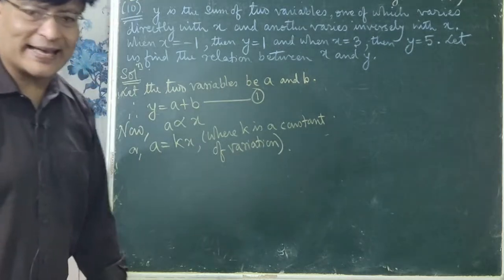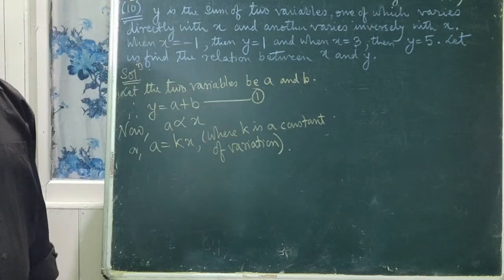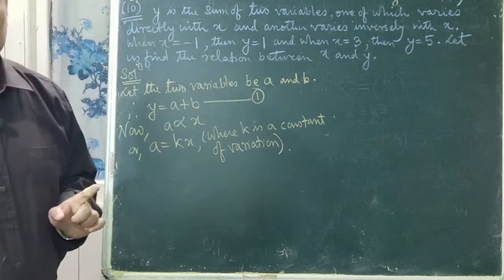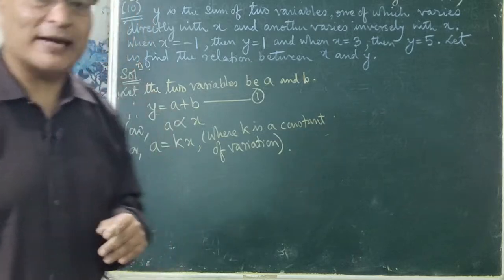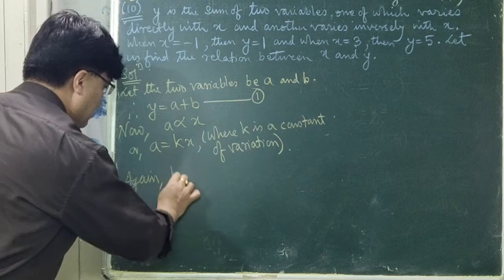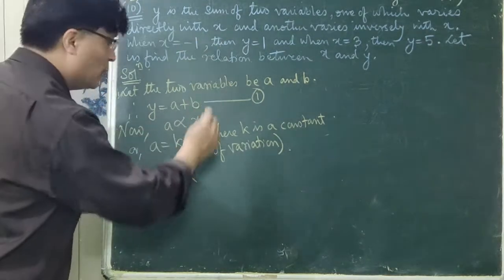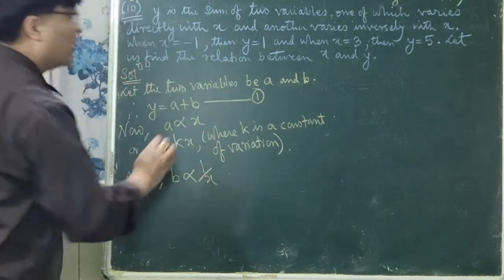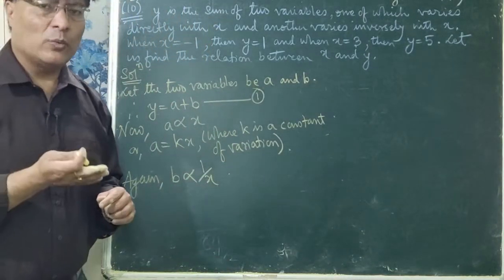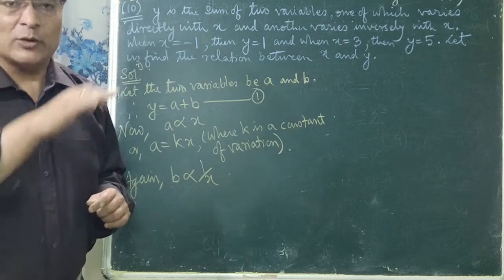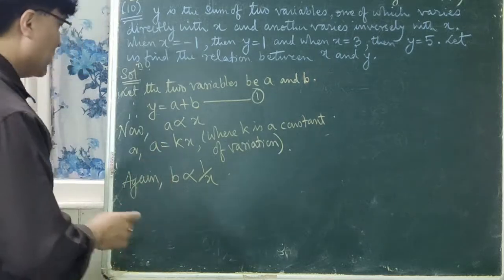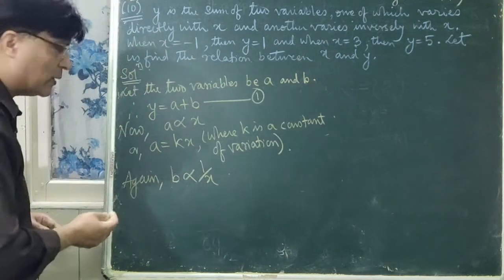It is also given that another varies inversely with x. Which is the other variable here? b. b varies inversely with x. How can you write it mathematically? Inversely with x means 1 upon x. You know the meaning of b varies inversely with x: when b increases, x decreases, and when b decreases, x increases. Is that clear?